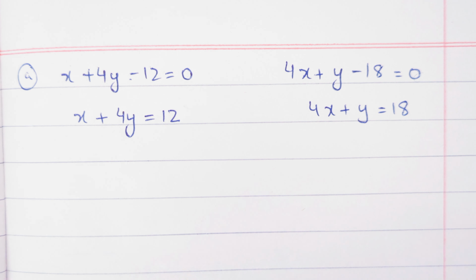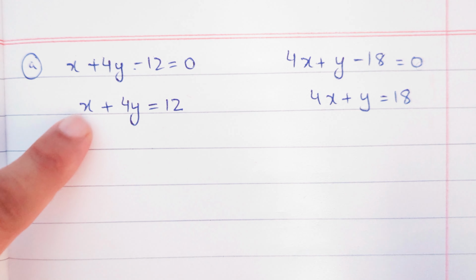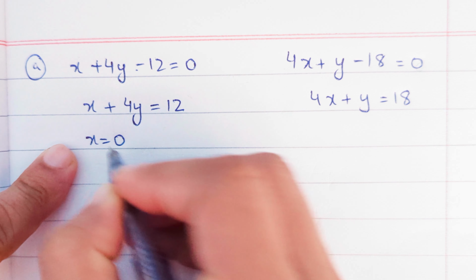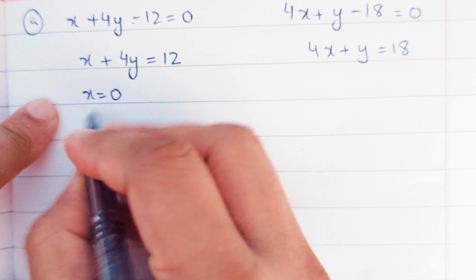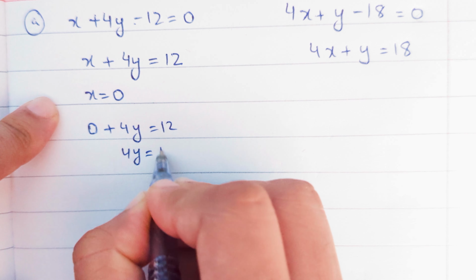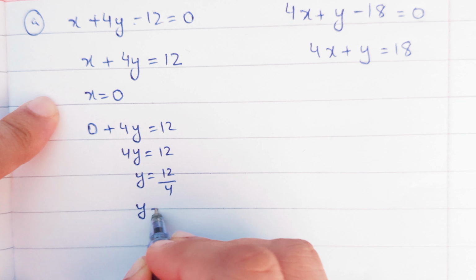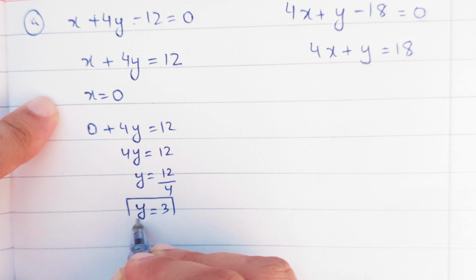Nothing new. We will suppose the values of x and find the corresponding values of y. So let's suppose x is equals to 0. When we take x is equals to 0, it will be 0 plus 4y is equals to 12, which is 4y equals 12, and so y is equals to 12 upon 4, which is 3. So the first value we are getting for y is 3.